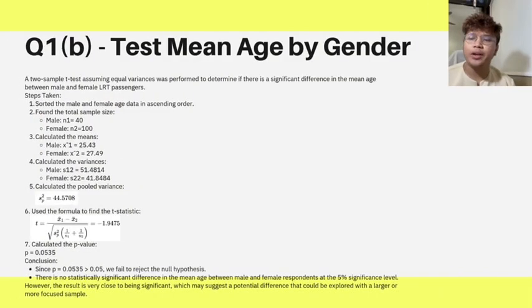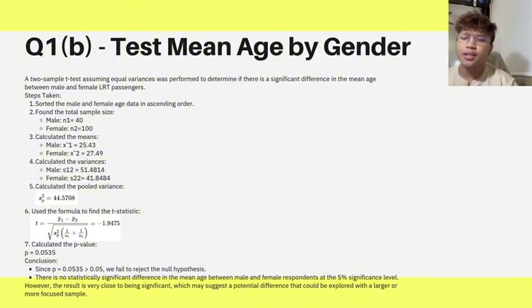Okay, next for question 1b, test mean age by gender. To check whether there is a significant difference in the mean age between male and female LRT passengers, we perform a two-sample t-test assuming equal variances. The first step, we first sorted the age data of both male and female in ascending order. Then we identified the sample size, which is 40 male respondents and 100 female respondents.